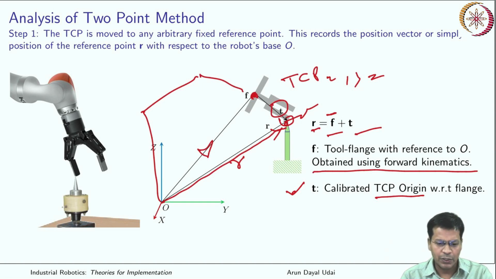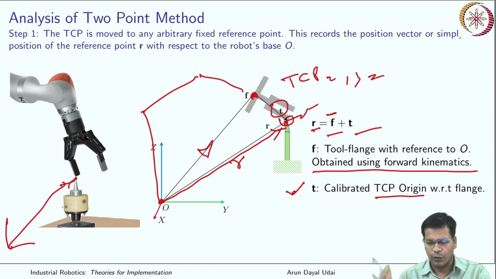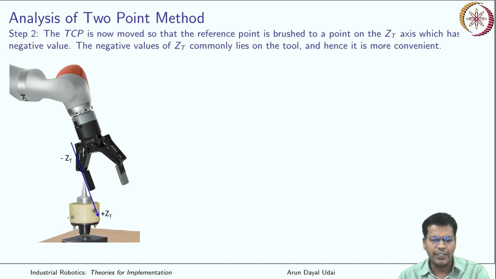So now you know the position vector of the tip of the reference tool. Now I know the location of this in the robot base frame, because you are doing forward kinematics over here. So with respect to that, this vector is known. First job done.